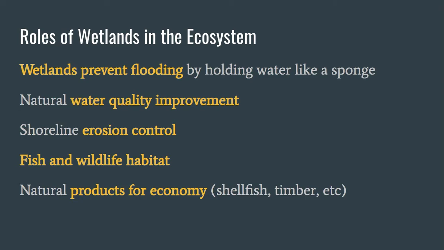All right, well, they actually play a really important role, not just for the animals that live in them, but they also are helpful to humans. All right, so we're actually really happy that they're here. Wetlands can prevent flooding by holding water like a sponge. If it rains a whole bunch, water will collect in a wetland and stay there, as opposed to flooding out.